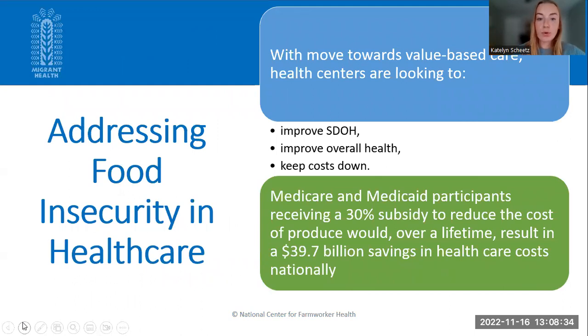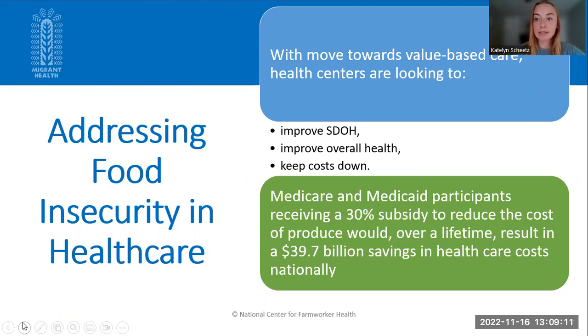So why else should health centers care about addressing food insecurity? As we mentioned, the move towards value-based system of care, we see that health centers are looking to improve social drivers of health or social determinants of health, improve overall health, and keep costs down. And one of the aims of the program is just this, to keep costs down, right? This is something that the guide covers.